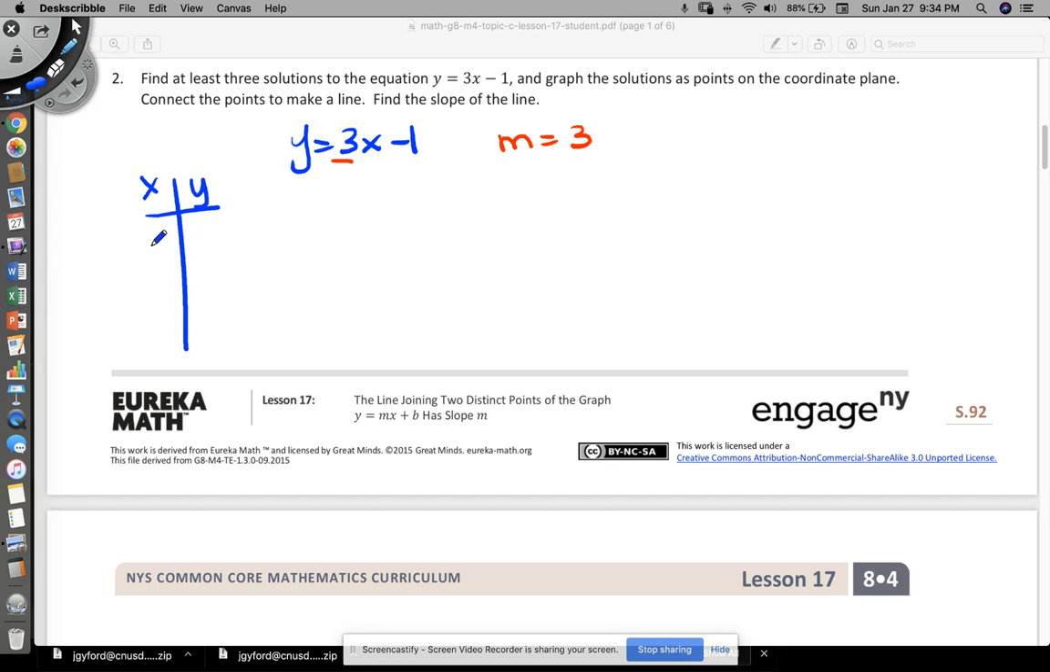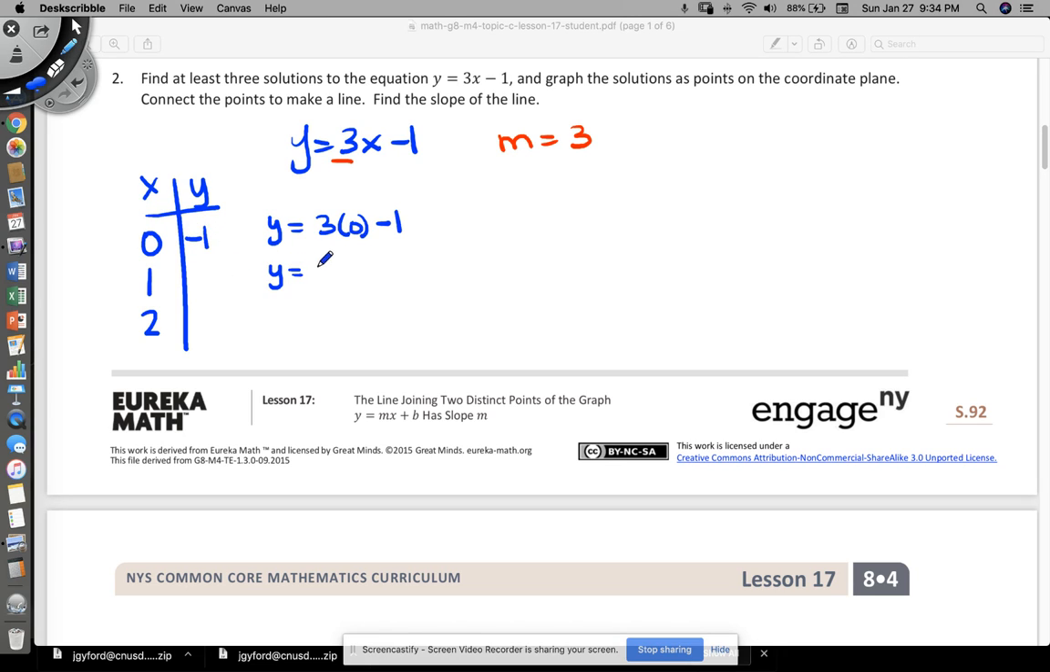I'm going to pick 3 solutions again. 1, 2, 3. There we go. I'm going to plug those in. So this is y equals 3 times 0 minus 1. Well, 3 times 0 is 0. 0 take away 1 gives me negative 1.